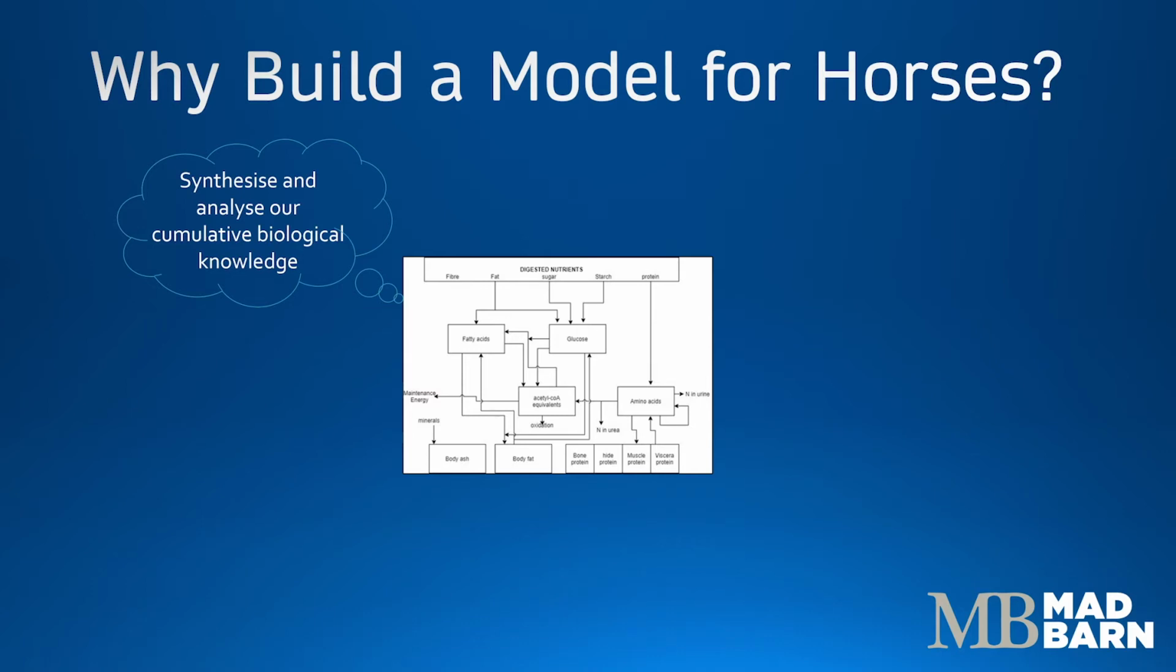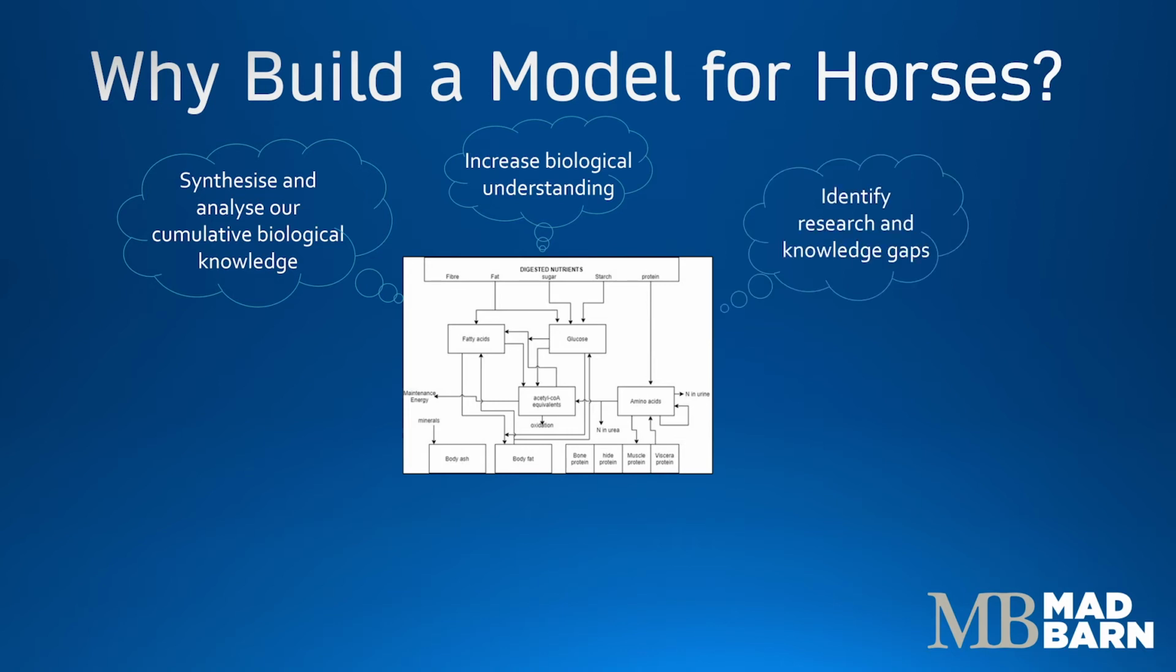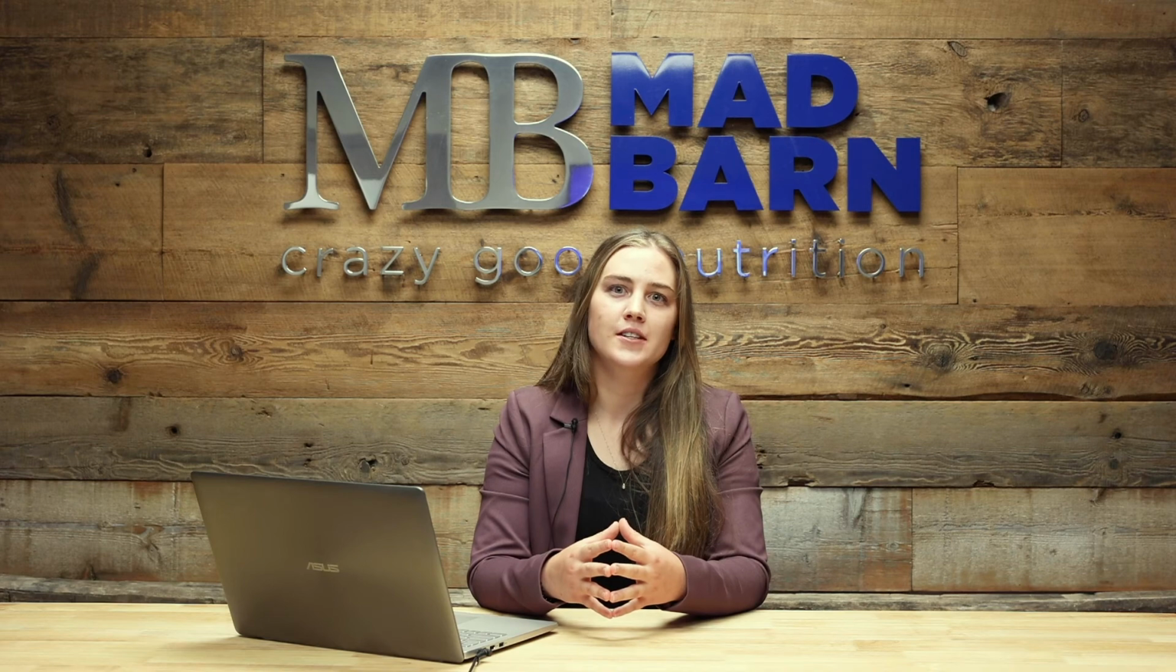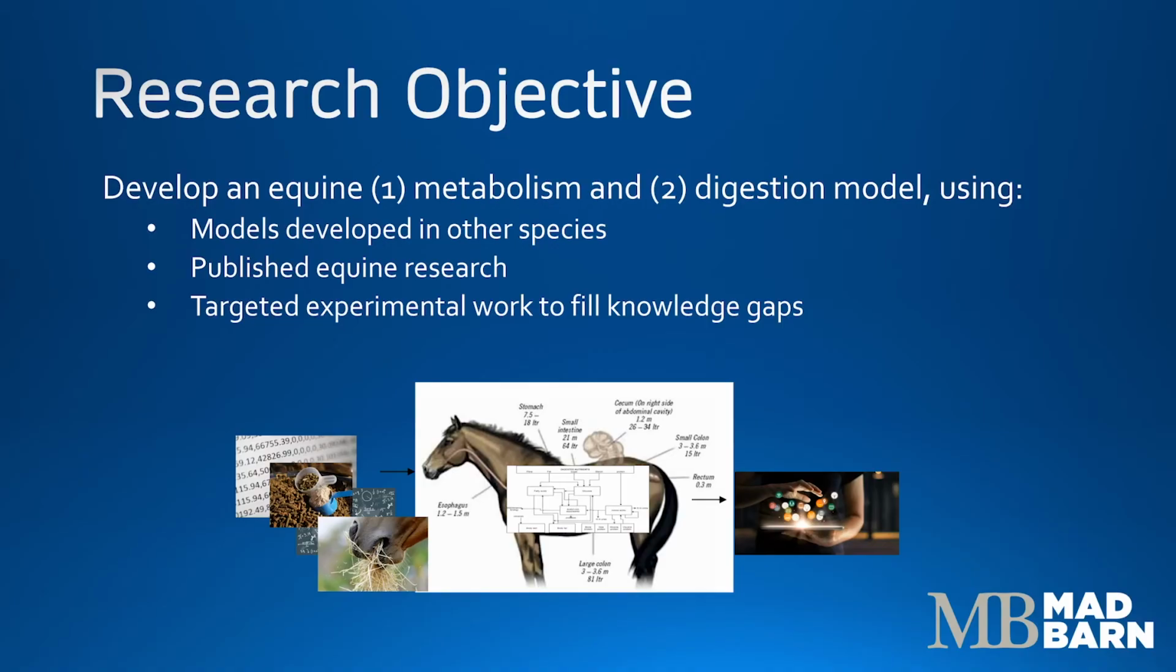And so we can build a model for horses to synthesize and analyze our cumulative biological knowledge on horse nutrition. We can increase our biological understanding of how these systems work, which will allow us to identify research and knowledge gaps to inform new experiments, generate new ideas. We can improve diet formulation and reduce the environmental footprint of the horse industry. The overarching research objective of this large-scale project is to develop an equine metabolism and digestion model using models developed in other species, published equine research, and targeted experimental work to fill in any knowledge gaps.